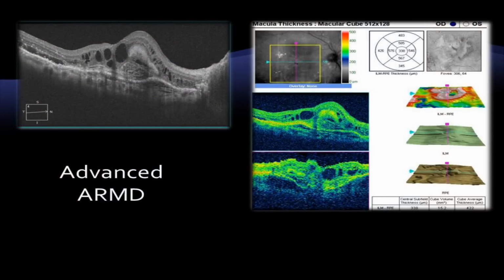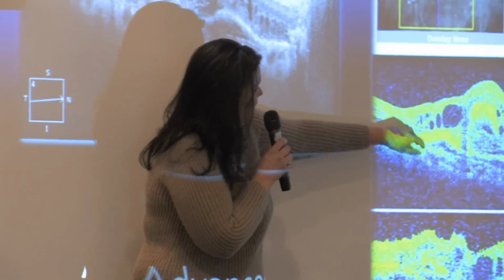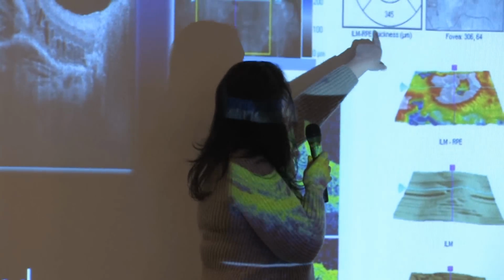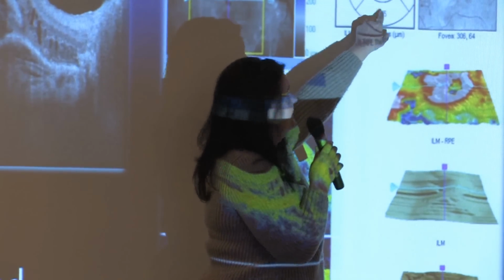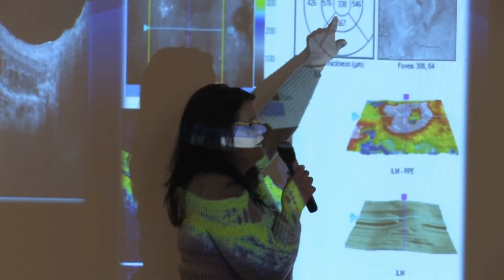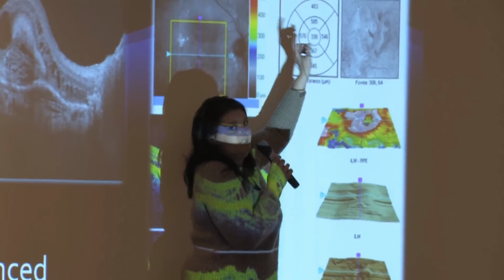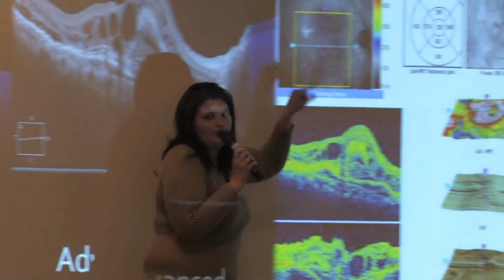This is actually the scan. This is the volume scan that I was talking about. And this is the measurement that I was talking about in microns. We look at the thickness and compare it from visit to visit. So that's like 338 microns, and then we compare as you come back.